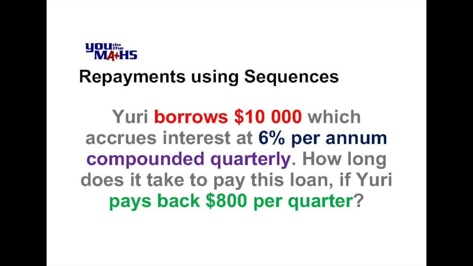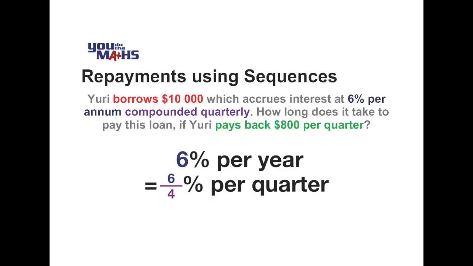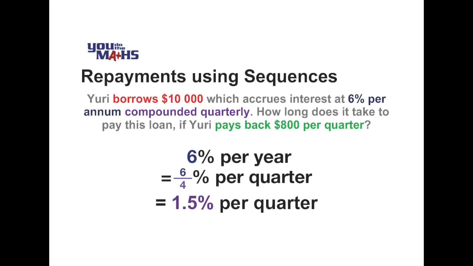So what happens is we hope that the loan is reducing so that each quarter Yuri owes a little bit less. Now what we'll do first of all to help us with our calculations is work out what that 6% per annum actually is per quarter. So 6% per annum means 6% per year. We need to divide that by 4 because there are 4 quarters in a year. And as a decimal answer, that comes out to be 1.5%. So that's the rate we're going to use to calculate the extra money that Yuri owes each quarter.